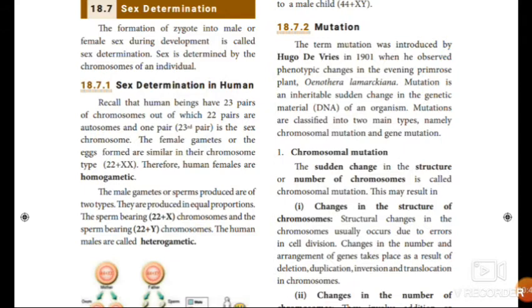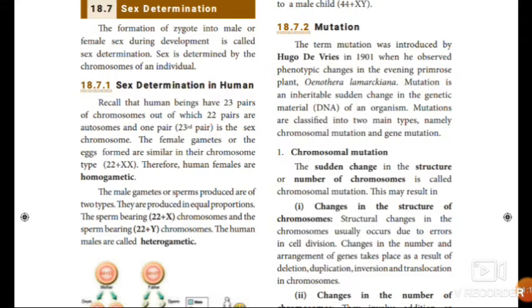This is one important two-mark question: define mutation. The term mutation was introduced by Hugo de Vries. He observed mutation in the primrose plant called Oenothera lamarckiana. He said mutation is an inheritable sudden change in the genetic material of an organism. Up to this, you are prepared for two-mark questions.